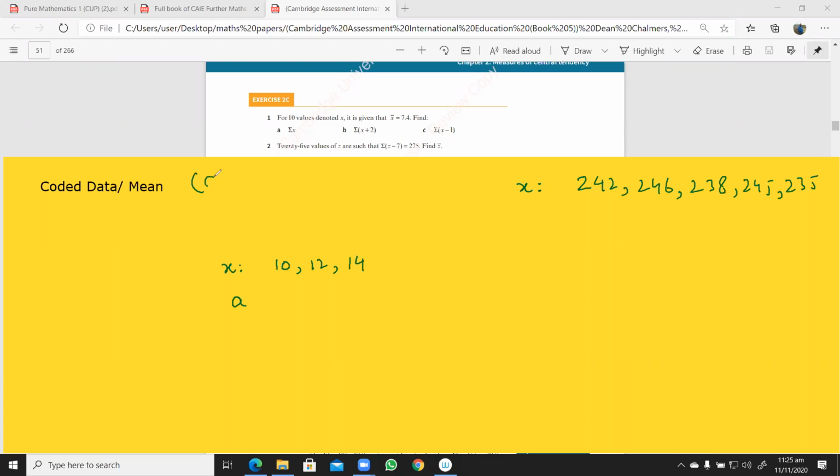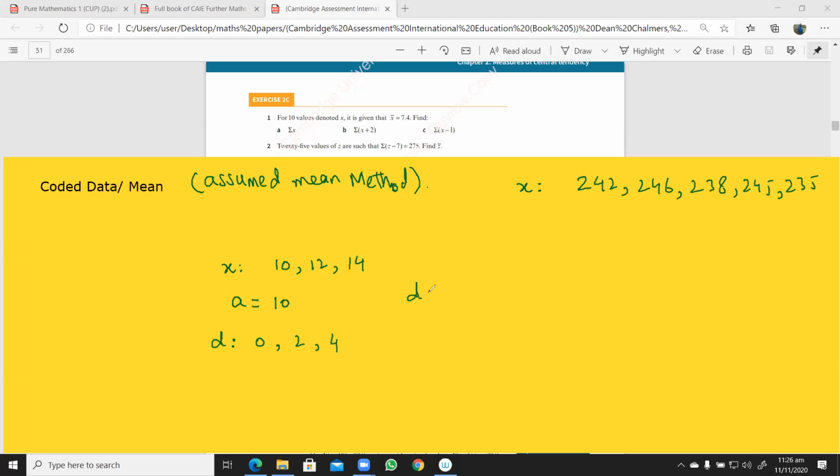Your syllabus uses the word coded data. When we studied this, it was called the assumed mean method. Your syllabus says this is the coded data thing. Now we just assume that there is a mean which is, let's say, 10. So we find the deviations, a new data, deviations. This will help you to learn the formula on standard deviation. We take out 10 from all these values. We get 0, 2, and 4.